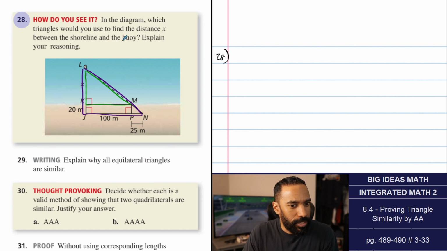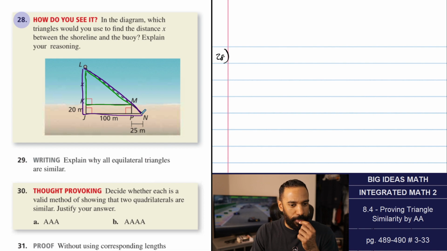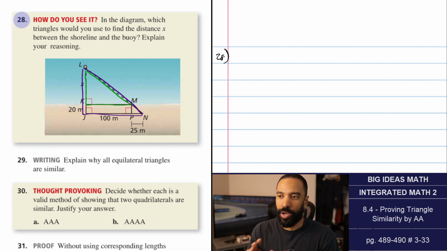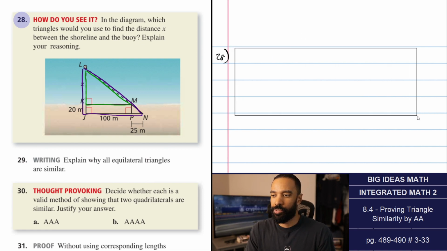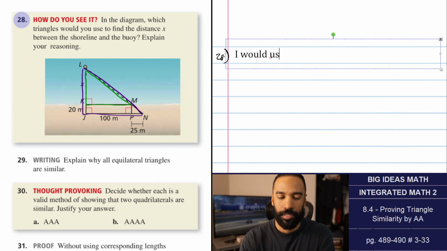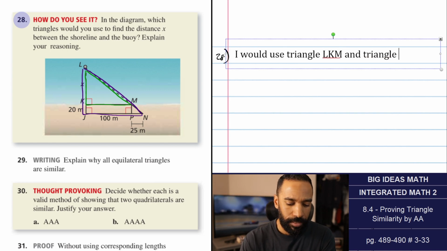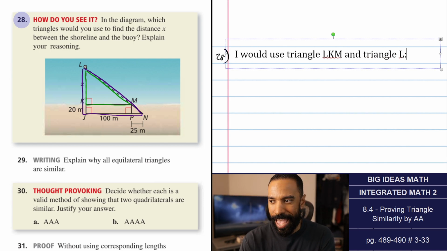Wait, the distance from the what to the what? Oh, x. Oh wait, that doesn't correspond here. Oh, I know, 100. Yeah. Okay. So I would use triangle LKM and triangle LJN.